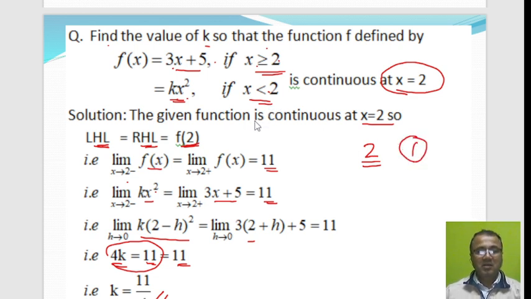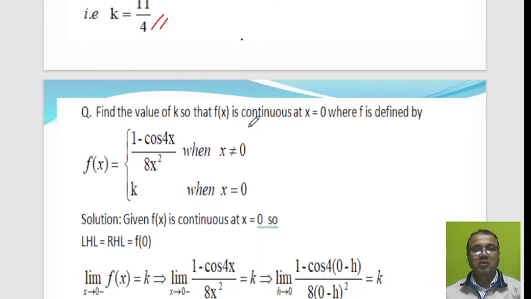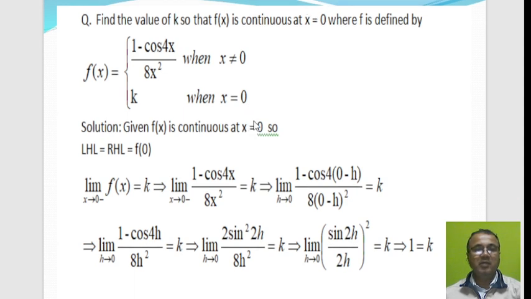Dear students, now let us discuss some more problems. One more problem we are discussing is a very important question that comes many times in your board exams. What is the question? Find the value of k so that the function is continuous at x = 0, where f is defined as f(x) = (1 - cos 4x) / 8x² when x is not equal to 0, and k when x is equal to 0. So the function is defined as two different functions.